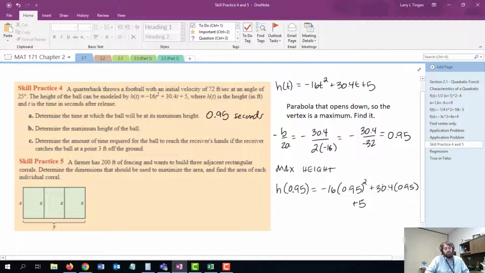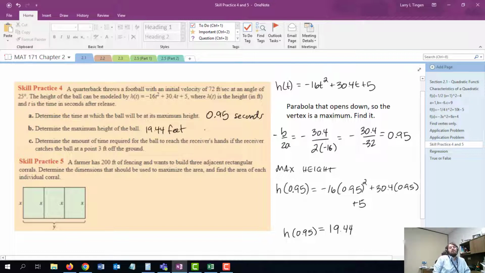Okay? And what do I get? Negative 16 times 0.95 squared. I'm doing this all in one step on a calculator to avoid rounding issues. And I get 19.44. And what does that mean? That means the max height of the ball is 19.44 feet.